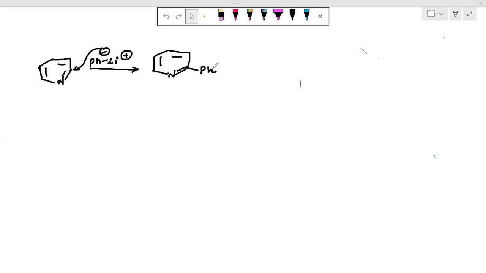It's in phenyl substituted pyridine. Next one, thiol. Pyridine, its reaction with the thiol.